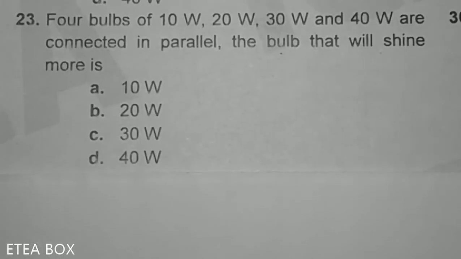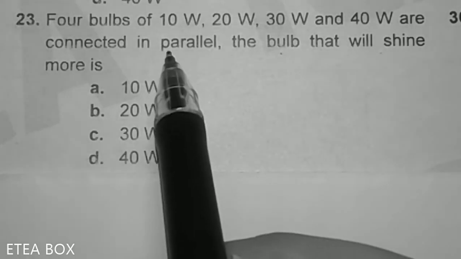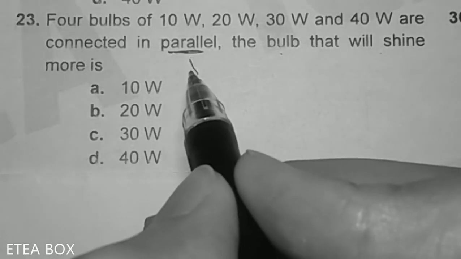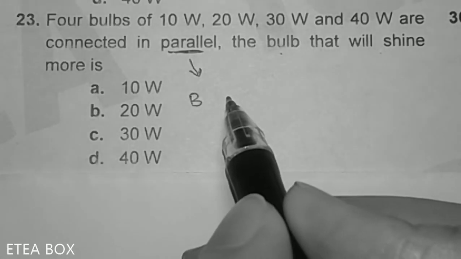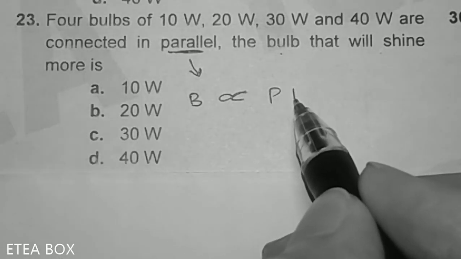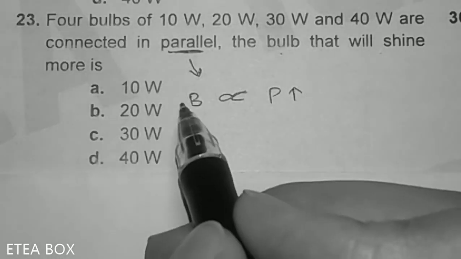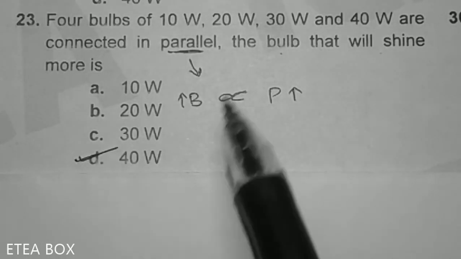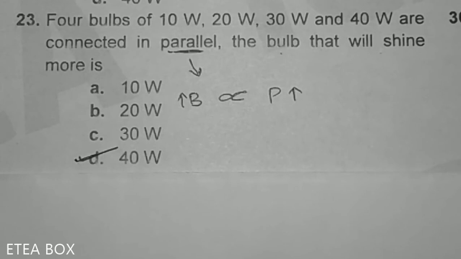Question 23. Four bulbs of 10 watt, 20 watt, 30 and 40 watt are connected in parallel. Which bulb will shine more? Now for parallel combination, brightness is directly proportional to the power. When the power of the bulb is high, the brightness will be high. So option D is correct. This formula is valid for parallel combination.